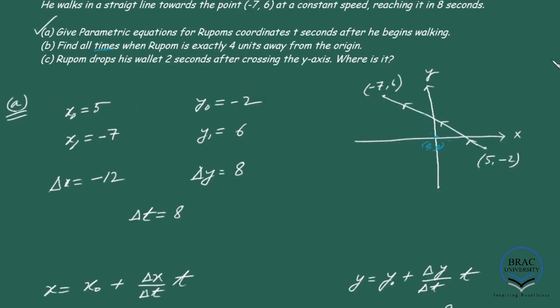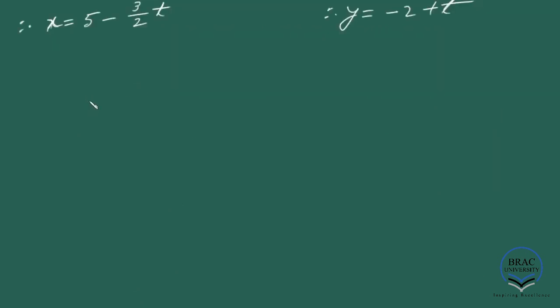Now to find that specific time, I have to find the distance between Rupam's current location and the origin. That distance should be equal to 4 units. So let's find the distance first, and then we'll check whether it's 4 units away or not. So let's try to find the distance between Rupam's location and the origin.